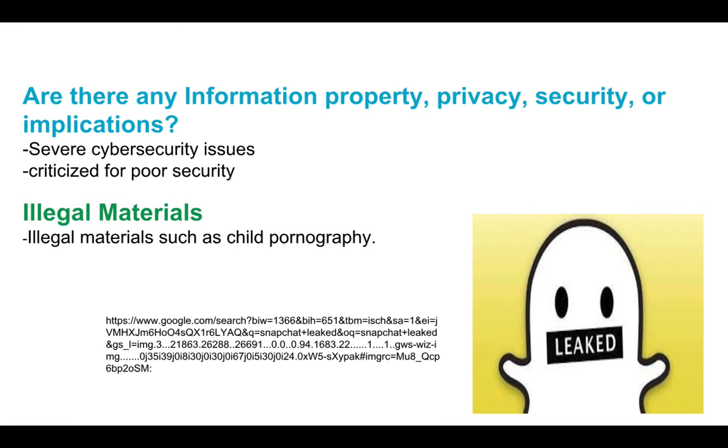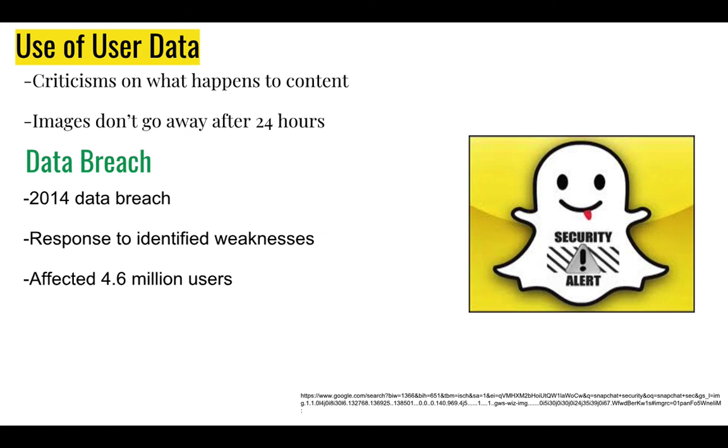Since the site mainly deals with pictures, it has been used by groups to post illegal materials such as child pornography. Snapchat has been especially criticized for lying to its users by telling them their content disappears after 24 hours, but in reality, all the images and videos are stored on the site. At the beginning of 2014, Snapchat had a massive data breach. The attack was said to have been a response to previously identified weaknesses.